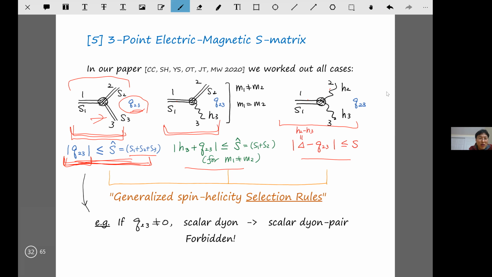For example, one way of using this equation is to consider a theory of dyons in such a way that Q23 is non-zero. Then this selection rule tells me that the scalar dyon, meaning S1 is 0, cannot decay into a pair of scalar dyons, meaning S2, S3 are 0, because it cannot satisfy this equation. So this already tells me some forbidden rules. Other cases will give even more selection rules.